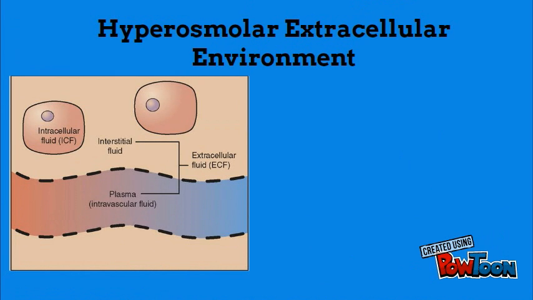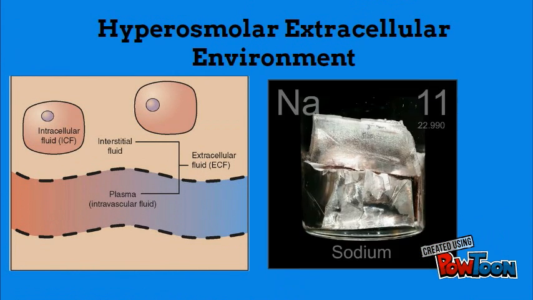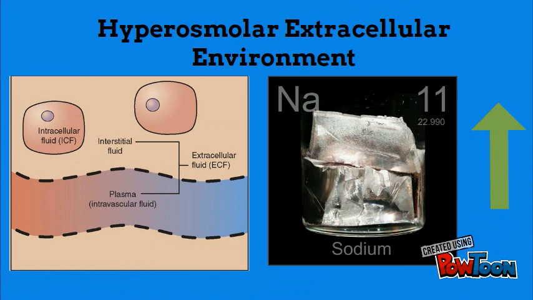A hyperosmolar extracellular environment is present when a cell's extracellular fluid does not have enough water retained, having an increased sodium concentration in the extracellular fluid. Because of this, the cells shrink. This is dehydration. This could happen on a very hot day.